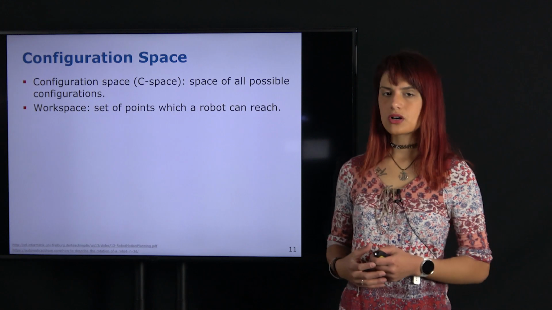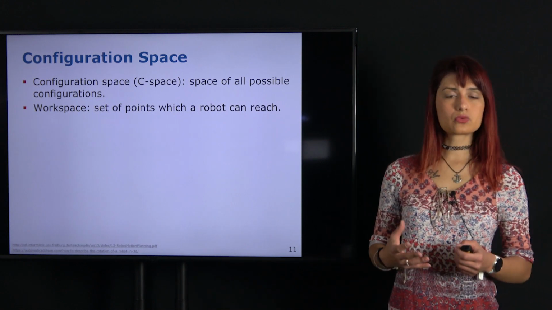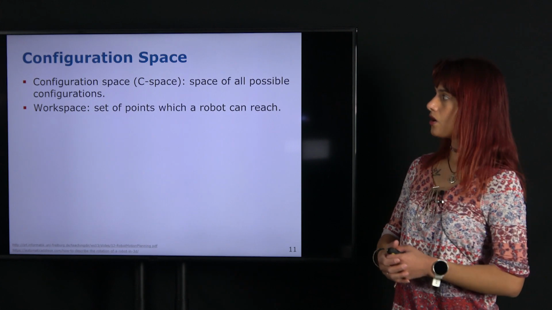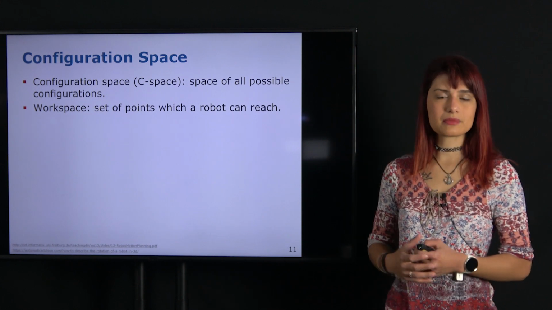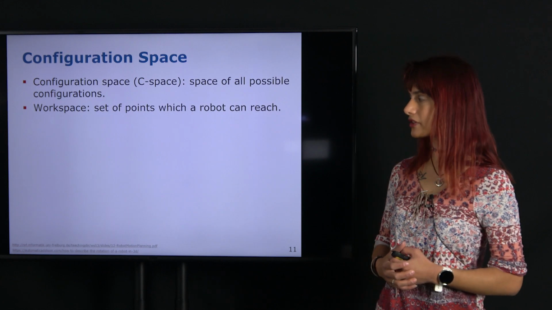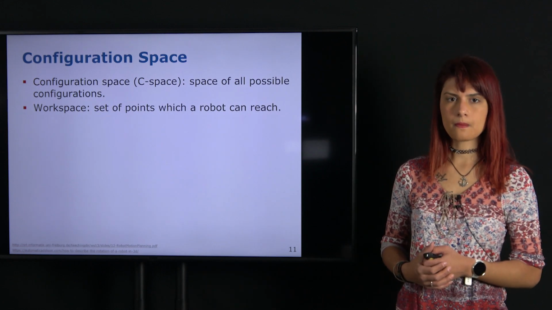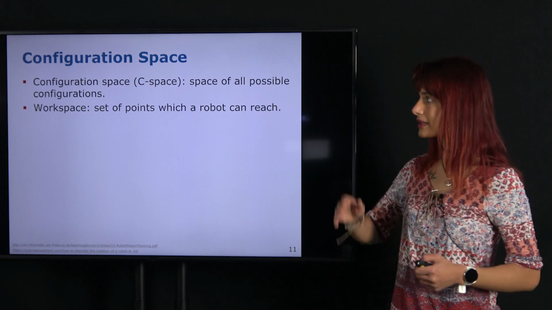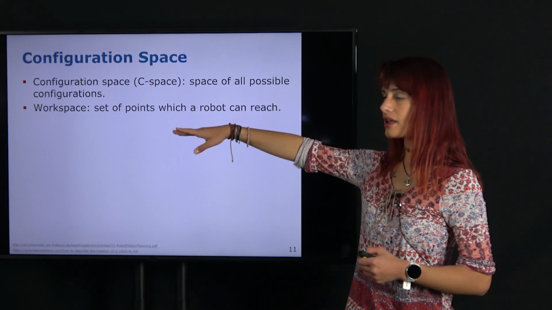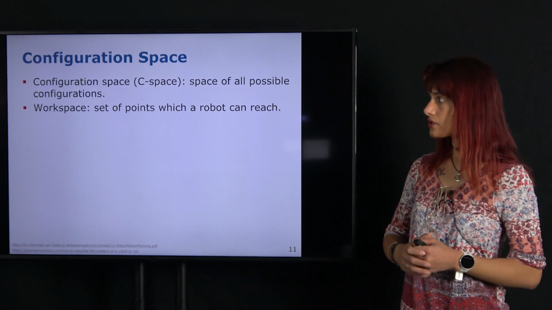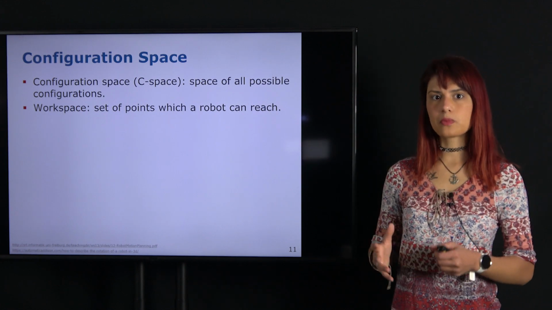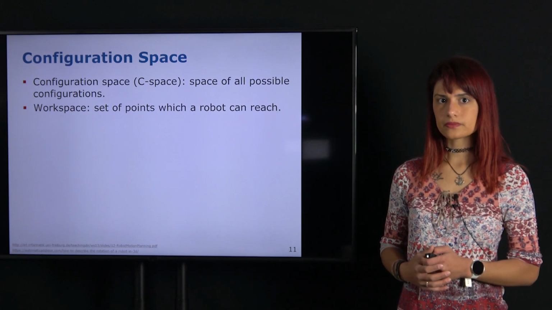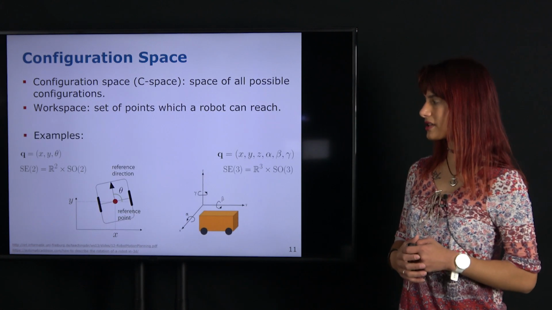And so now that we know about configurations, robot motion planning is typically done in the configuration space, also called the C space, which is simply the space of all possible configurations that the robot can take. One common point of confusion here is the difference between the configuration space and the workspace. The workspace is the set of points in the physical environment that the robot can reach. Let's make this clearer with some examples.